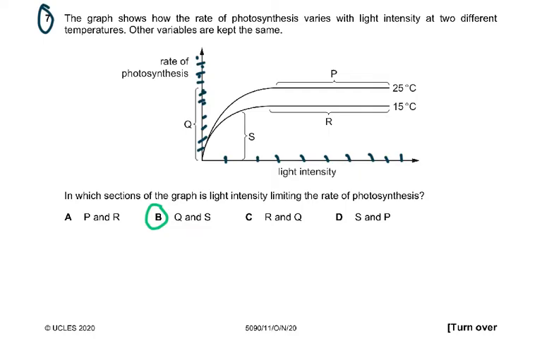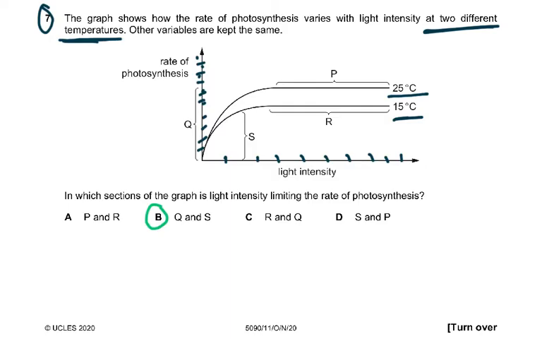So the graph shows how the rate of photosynthesis varies with light intensity at 2 different temperatures. So we have one temperature 25 and one we have 15 degrees Celsius. Other variables are kept the same. Now they're asking you some very interesting questions on the limiting factor. In which sections of the graph is light intensity the limiting factor? Light intensity will only be the limiting factor when the graph is not plateaued.